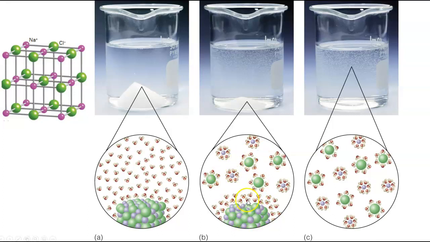Same thing happens with, for example, sugar. So sugar also forms kind of a crystal structure, but sugars are also dipoles, and they can also be dissolved in water. So the solvent properties of water are because of the dipole nature.